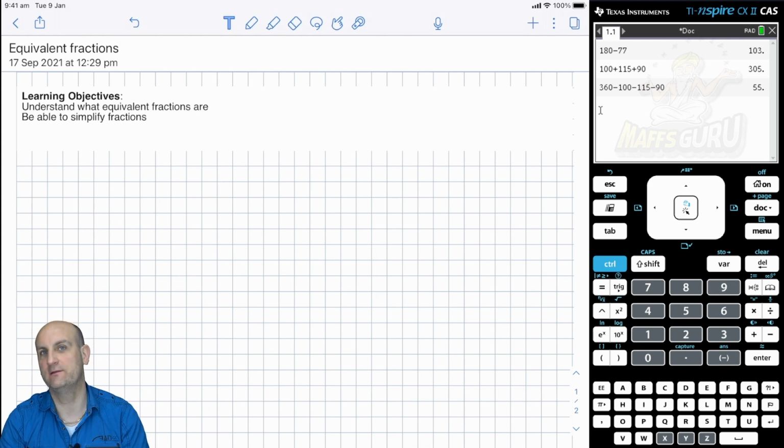Basically, what are we learning today? We're going to look at what an equivalent fraction is and be able to simplify fractions. Now, you may already be able to do this. You may be a gun. But it's not going to hurt to review. Some people, if you found it difficult in previous years, don't give up. Your brain develops. It gets better year on year, and what you found hard last year, hopefully you will find quite easy this year.